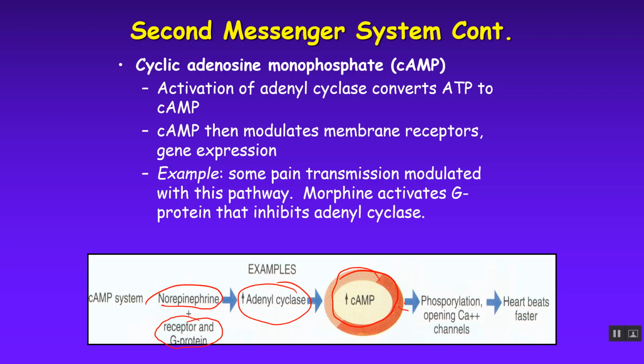Cyclic AMP, that second messenger system, then opens calcium channels. And that opening of calcium channels causes your heart to contract, right? It increases heart muscle contraction because calcium is very important for contraction of heart cells and muscle cells, smooth muscle cells and so forth. So that causes your heart to beat faster.